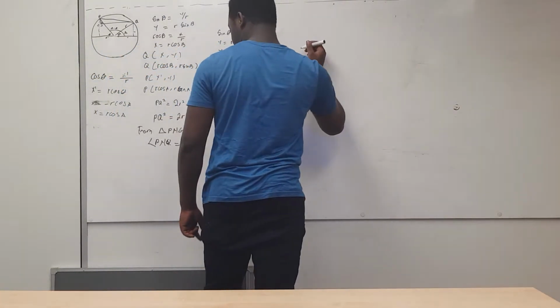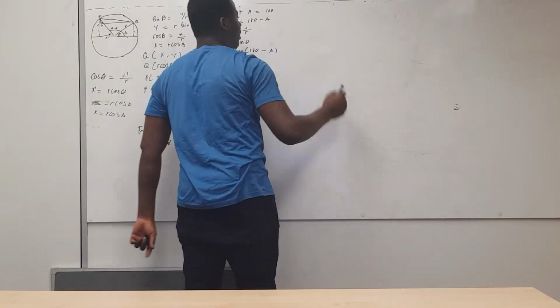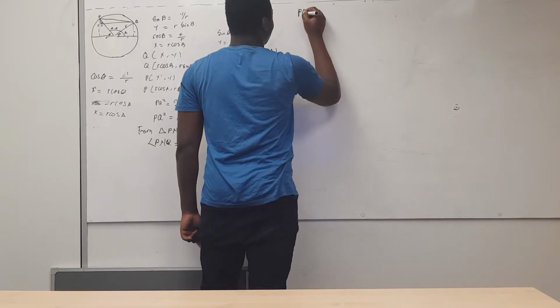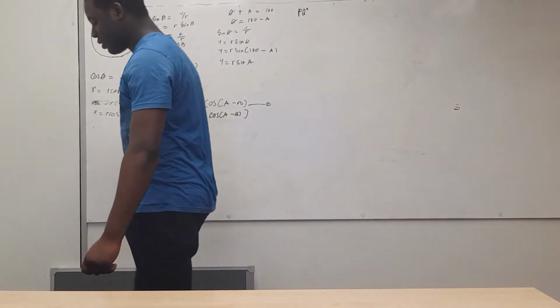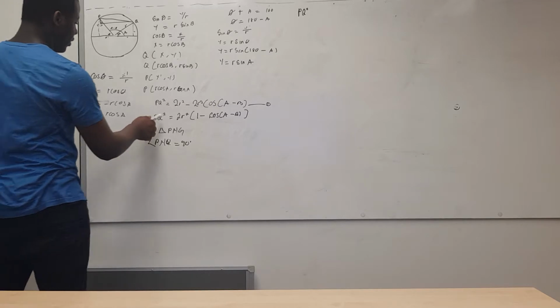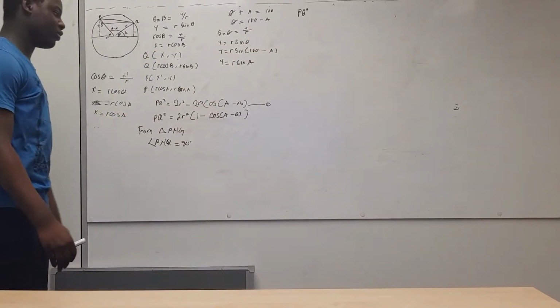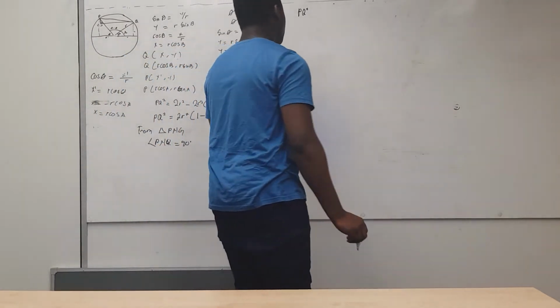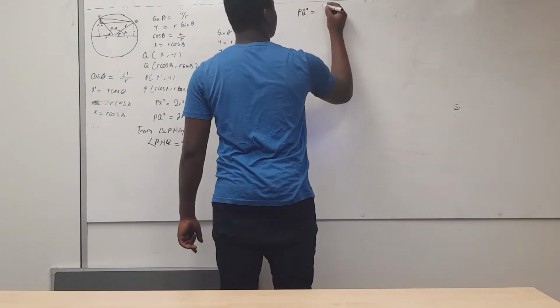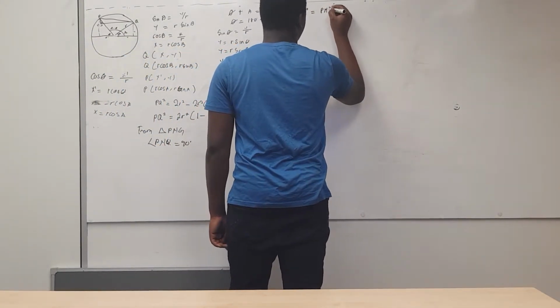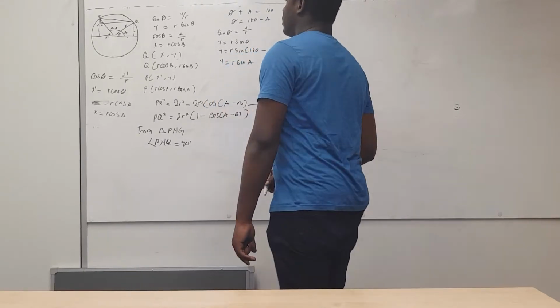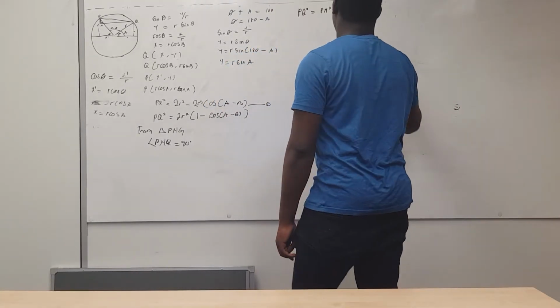PQ squared. By now you should know that we're trying to equate these two together, because I've got one identity for PQ squared and I'm trying to get another one. PQ squared is equal to PN squared plus NQ squared.